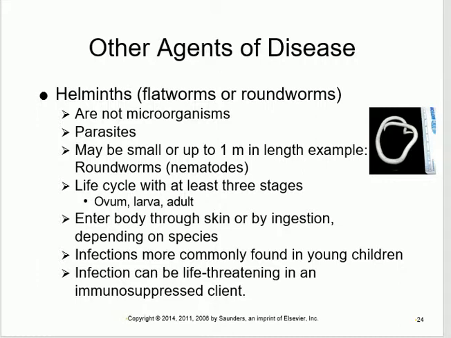The next type is not one of these microorganisms. The next type is called helminths, and helminths are worms, basically. It can be flat-shaped or round-shaped, and we're done with the microorganisms, okay? You got the four microorganisms? We got all of them. So this is not a microorganism. These are the parasites, worms. These worms are parasites. Parasites means they survive on your body, at your expense.